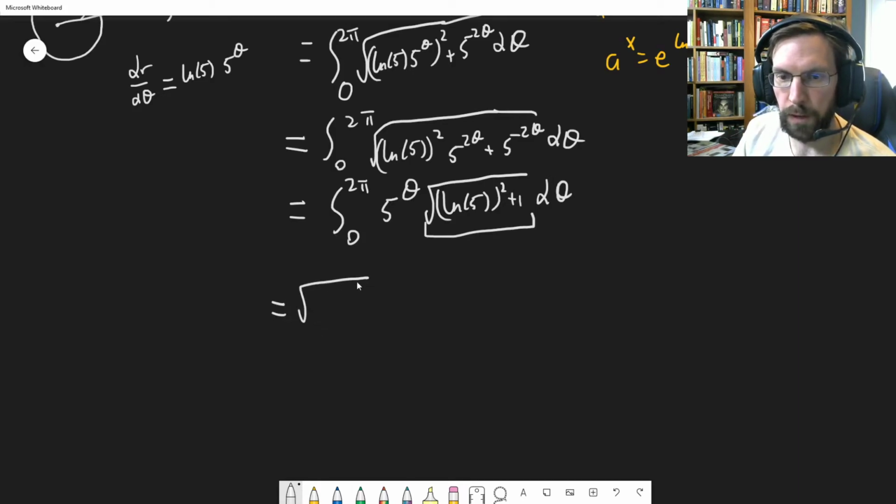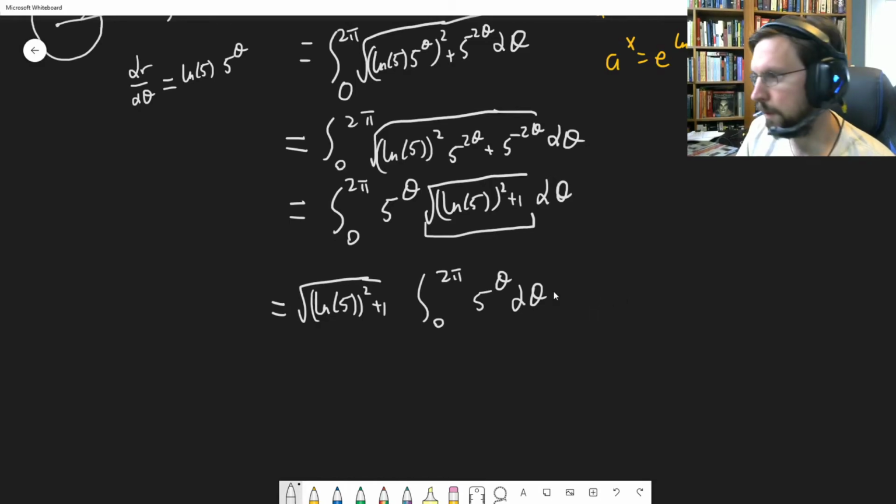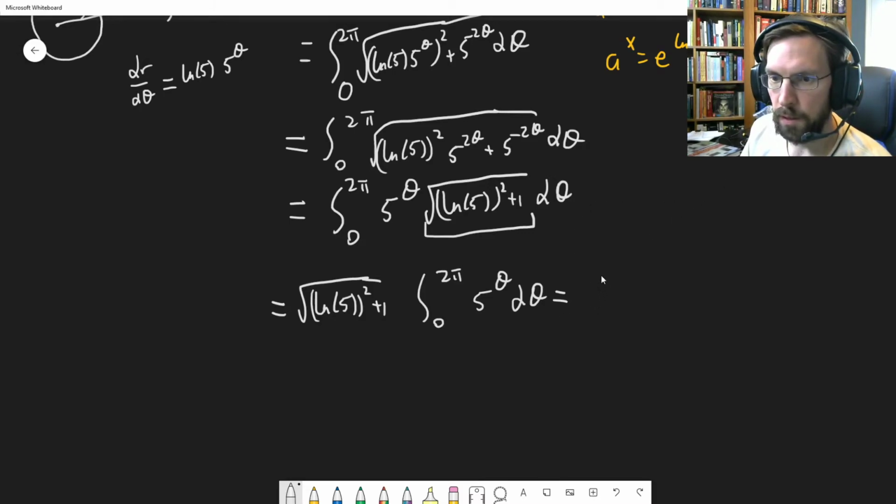Okay, so factoring out our constants, so the square root of natural log 5 squared plus 1 times the integral from 0 to 2 pi of 5 to the theta d theta. Okay, so this becomes, taking the antiderivative, using a similar thought process to what we did before, 5 to the theta divided by natural log 5 times our constant.